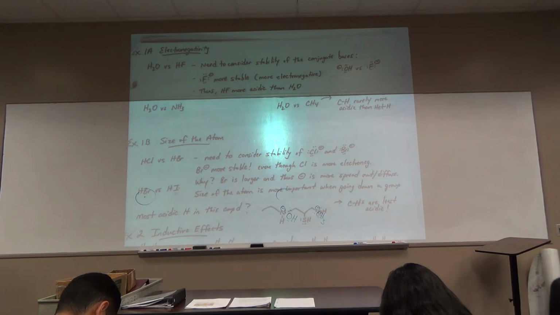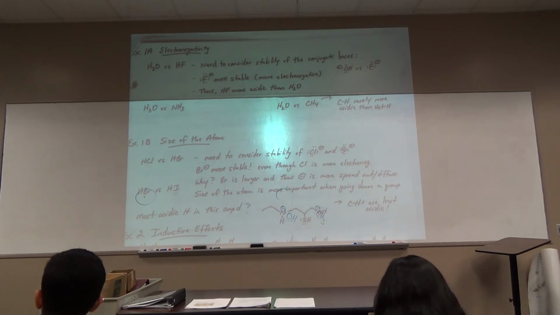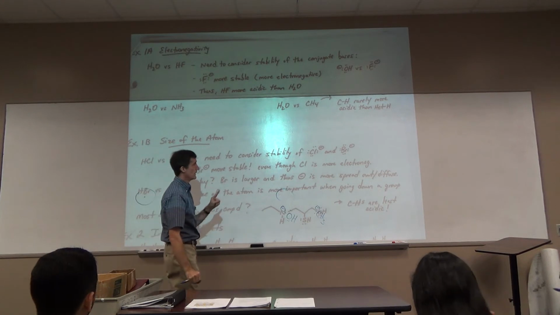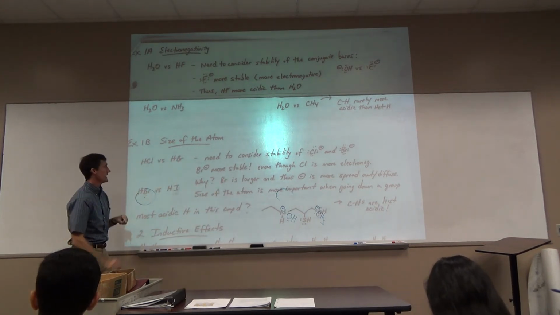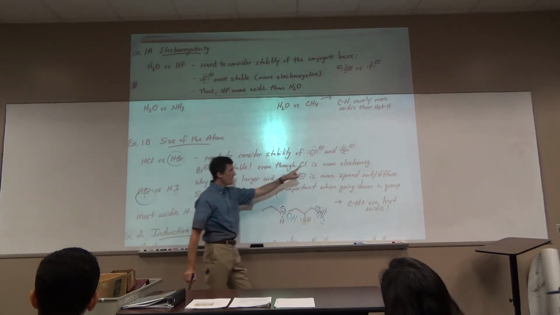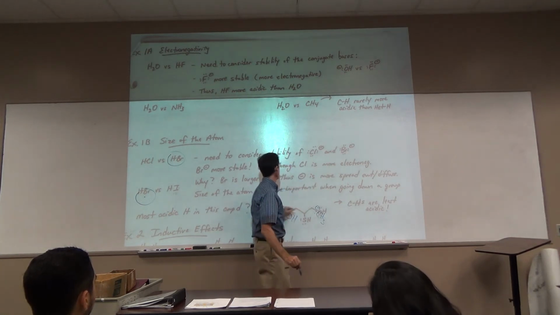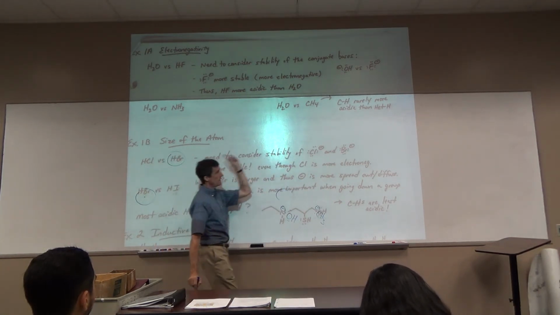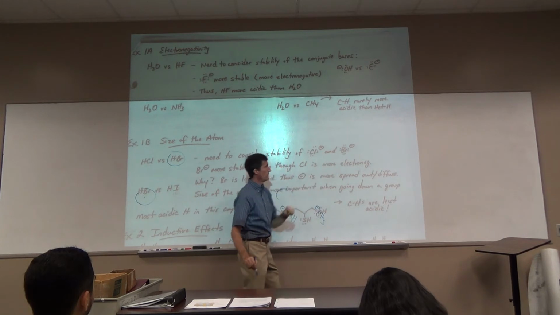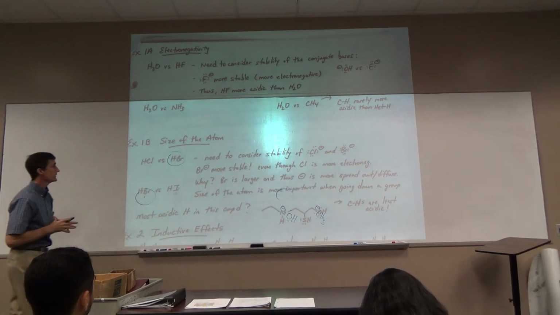Okay? Before we were going across. Where it can become a little hard to determine is when you start going vertical. HBr is actually more acidic because Br minus is more stable. That is, the HBr is more willing to come here.